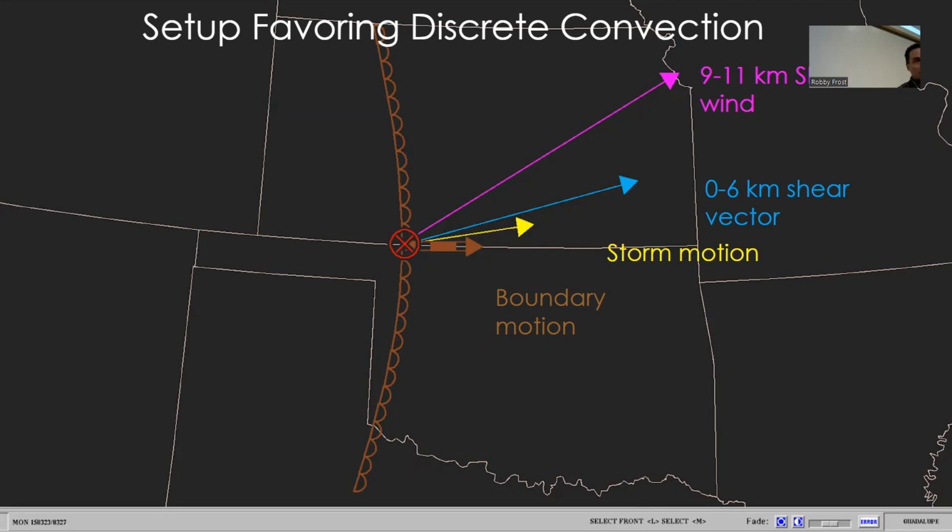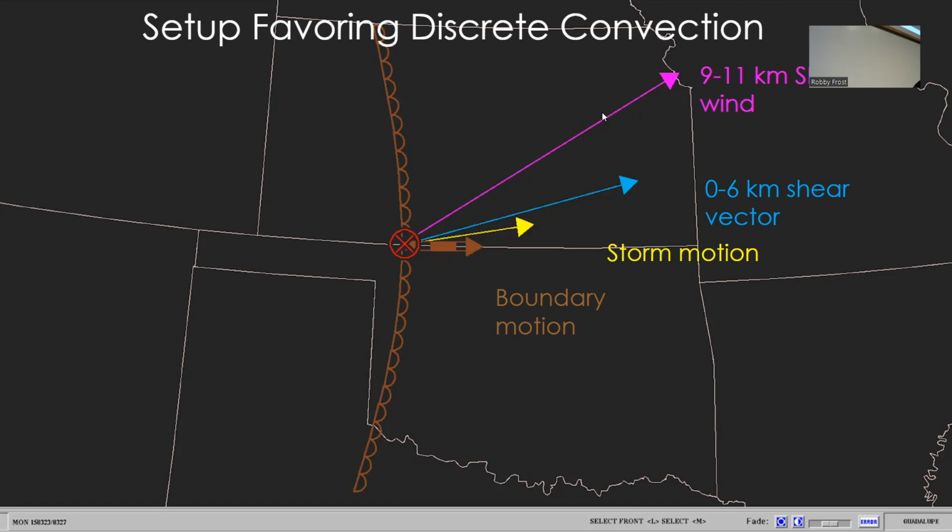Now, there may be other differences in the environment and your expectation. The other thing that I don't think people think about as much is that the way I've drawn this, our storm motion estimate is in the yellow. The boundary is moving slower. So the storms move out of the zone of ascent. You don't tend to accumulate new updrafts in the same zone. So does this make sense?